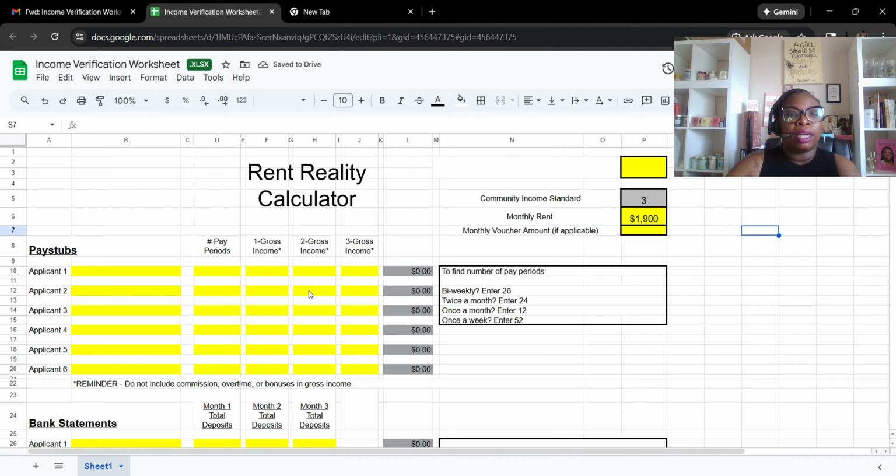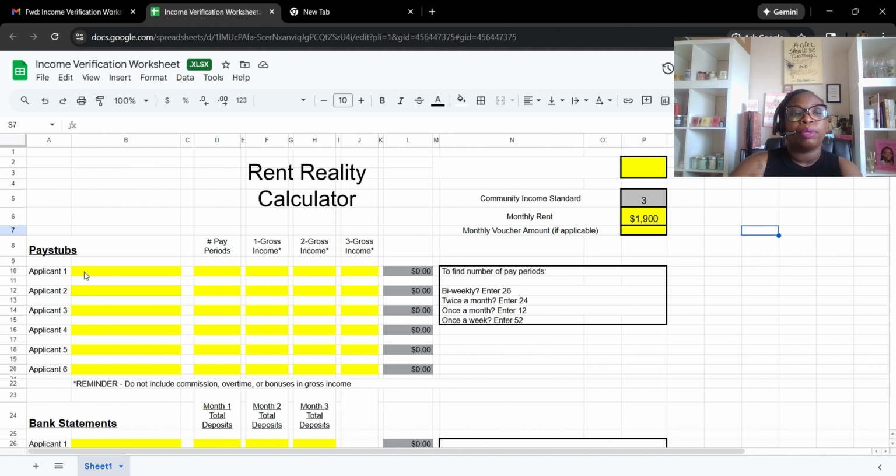Here on the paycheck stub area, you're going to be looking at your gross income on your paycheck stubs and your pay period. I put a little box here to the side so the system will know how to calculate your pay periods. If you get paid bi-weekly, you enter 26. If you get paid twice a month, 24. If you get paid monthly, 12. If you get paid once a week, you put 52.